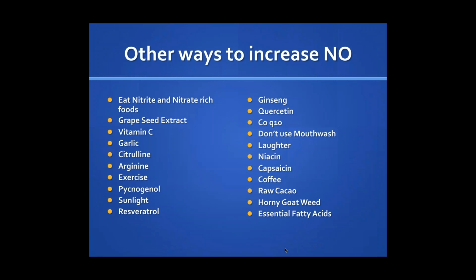So other ways that you can increase nitric oxide, again, we talked about nitrite and nitrate-rich foods, grapeseed extract, vitamin C, garlic, citrulline, arginine. Exercise increases nitric oxide. Pycnogenol, which actually reduces superoxide and therefore increases nitric oxide that way. Sunlight, we talked about, resveratrol. Ginseng, quercetin, CoQ10, don't use your mouthwash. Laughter increases nitric oxide. Niacin, capsaicin, coffee, raw cacao, horny goat weed, and essential fatty acids all increase nitric oxide production.